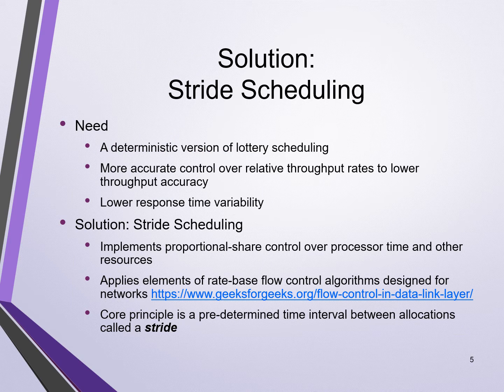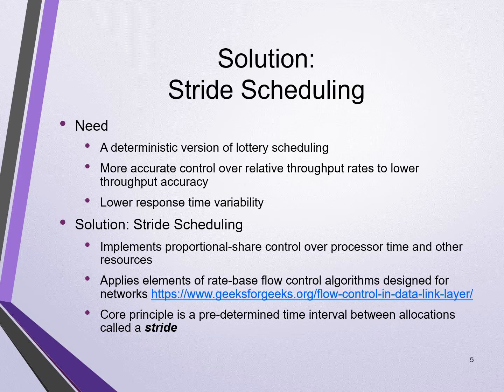So what stride scheduling does is it answers the important need for a deterministic version of lottery scheduling to provide more accurate control over relative throughput rates with lower variability in throughput accuracy and response times. Stride scheduling does this by implementing proportional share control over processor time and other time shared resources that are allocated in discrete time slices called quanta.